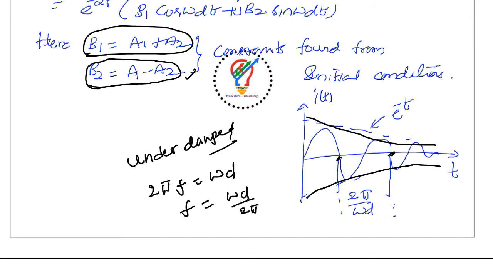What is the time period? The time period T is equal to 1 by f, which is nothing but T is equal to 2 pi by omega d. That is the time period here. Okay, so let's take a simple problem based on series RLC circuits.